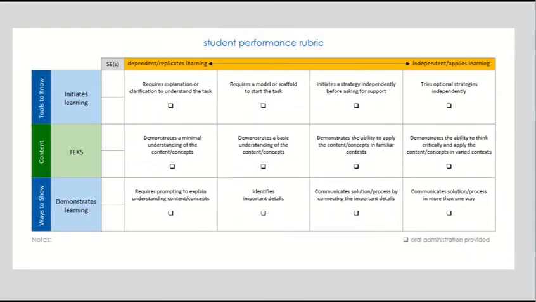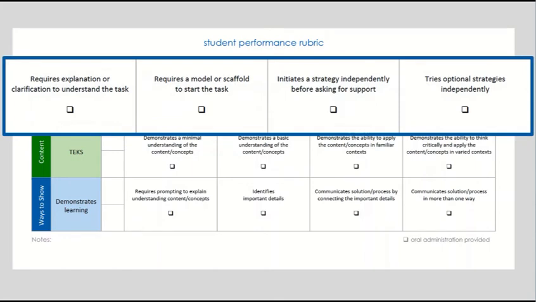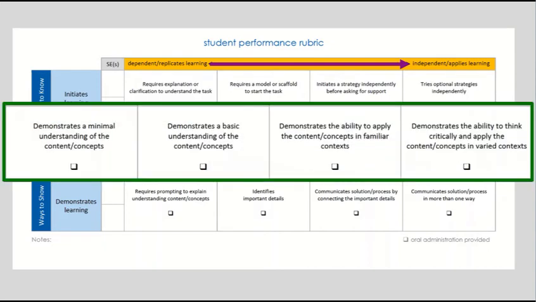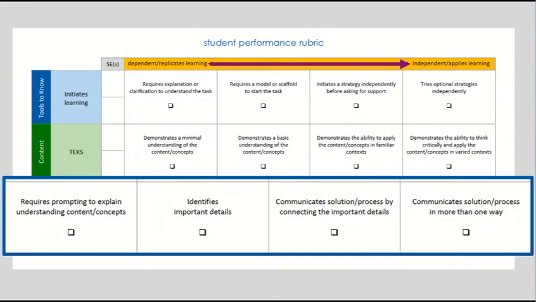So let's look at some of the design features, starting with the math, science, and social studies rubric. The gold bar at the top informs the purpose of the rubric. With each column, we are evaluating students from a more dependent state of learning, or replicating what was taught, to more independence and application of learning. Looking at the rows of the rubric, you may notice a familiar process, content, process design. Process standards that make up the tools to know category are listed first. Looking at these descriptions, we are focusing on how much help, if any, the student might need to get started with the task. Next, we have the content section. Here we have the descriptions that align with our state assessment and accountability system regarding understanding and application of content. And finally, we have process standards ways to show, where we evaluate students' ability to demonstrate their learning.